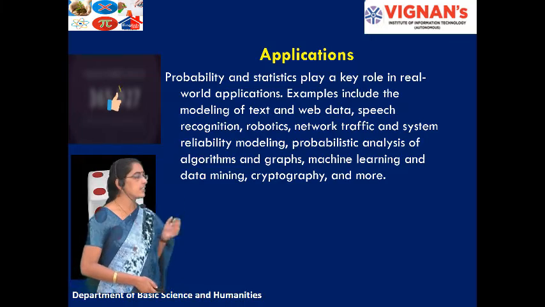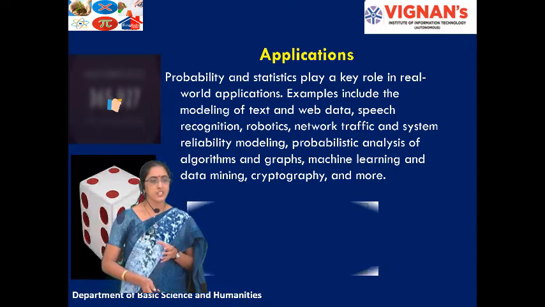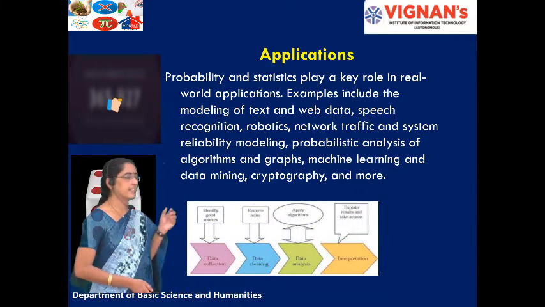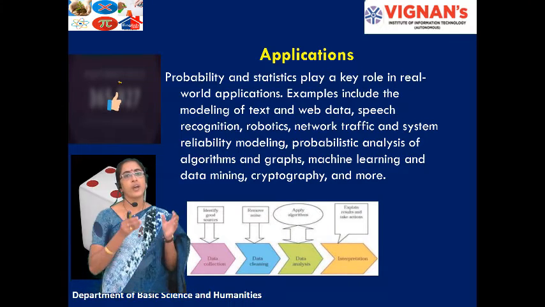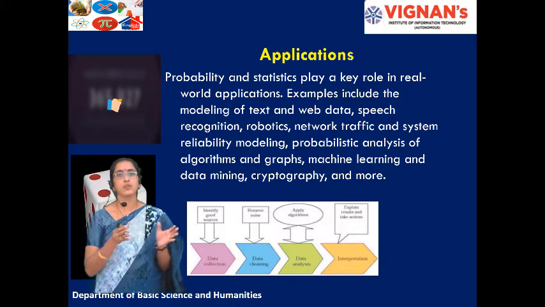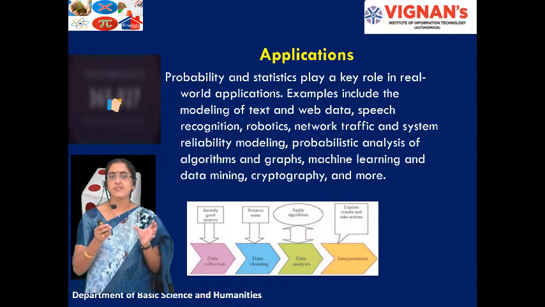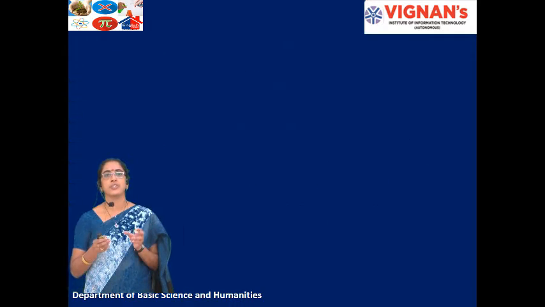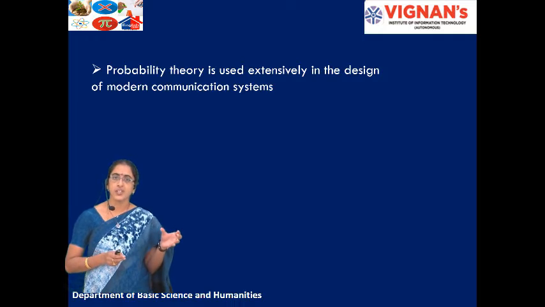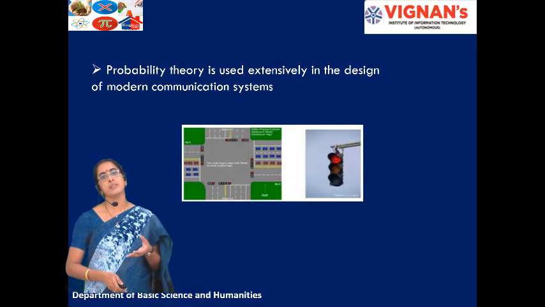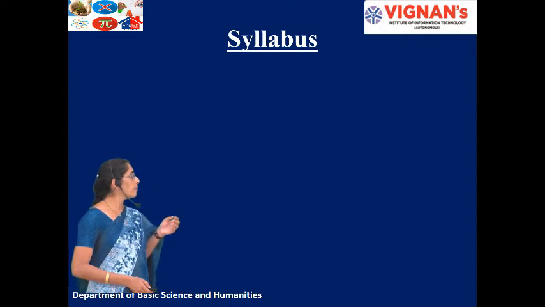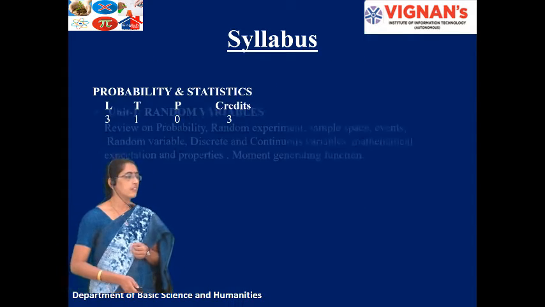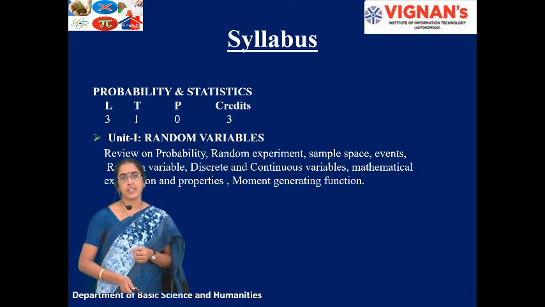Here you can see that one of the most important applications of this subject is traffic signals, right? Not only traffic signals, even when one person is talking through mobile, you can observe some noise will be there. That noise also we can reduce using some chapters in this probability and statistics. Then coming to the syllabus, the first unit is random variables.